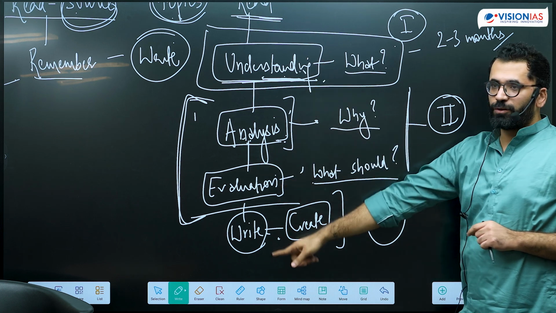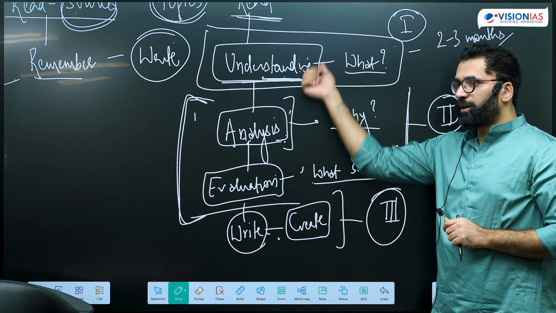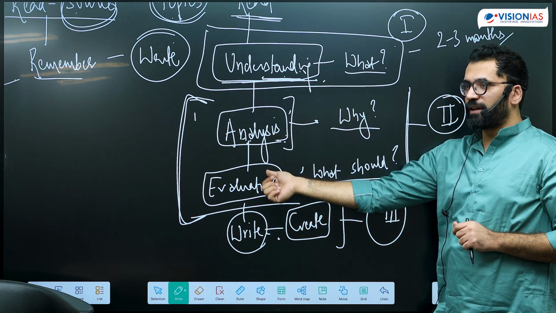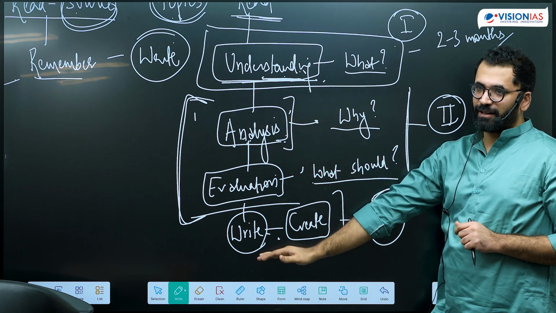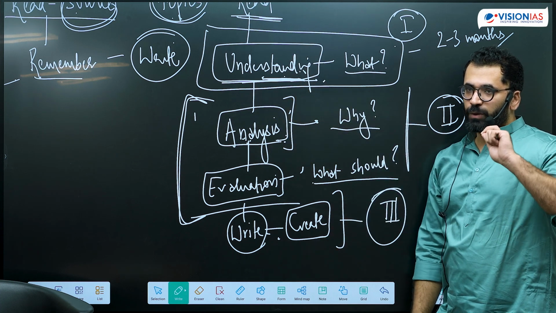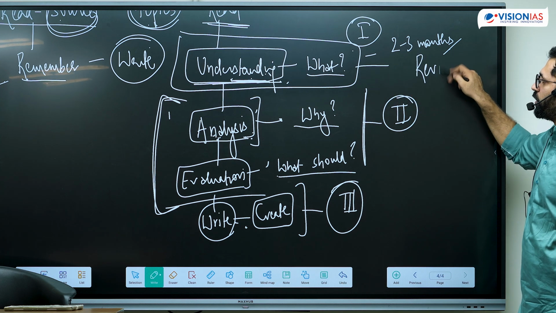This happens, then you can write. Any new question that comes to you, since you have built the ability to understand, analyze and evaluate, you'll be able to write. You can't just learn something and then start writing. Learning, the part which is important here, is only about revision of what you have understood.